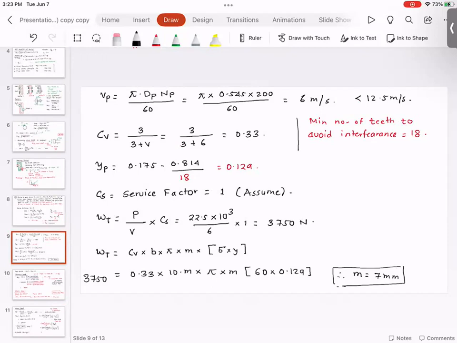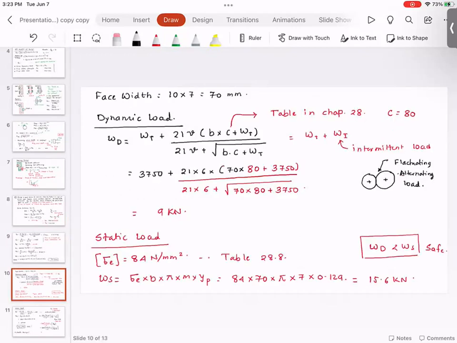And once we solve this equation, we land up with the module equal to 7 millimeter. Since the ratio of module to face width is given to us, we can find out the value of face width, which is 70 millimeters. Once we know the face width, we have to find out the dynamic load.